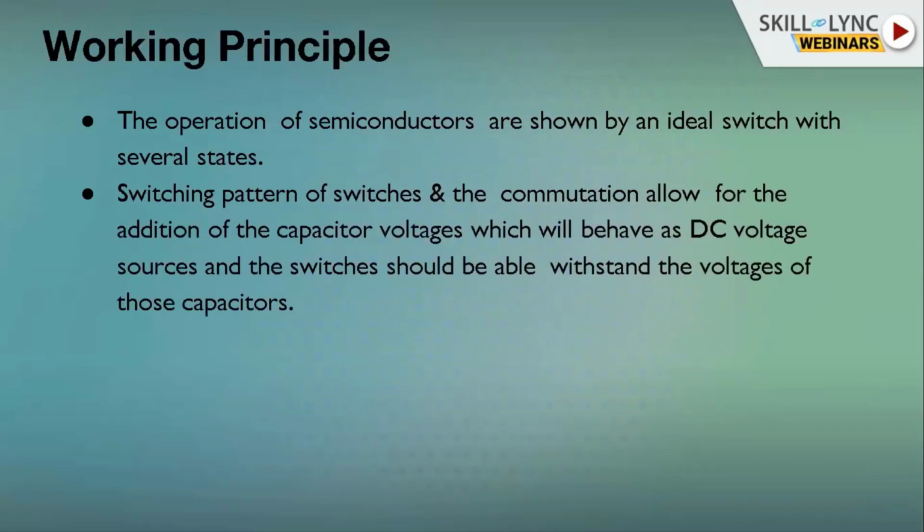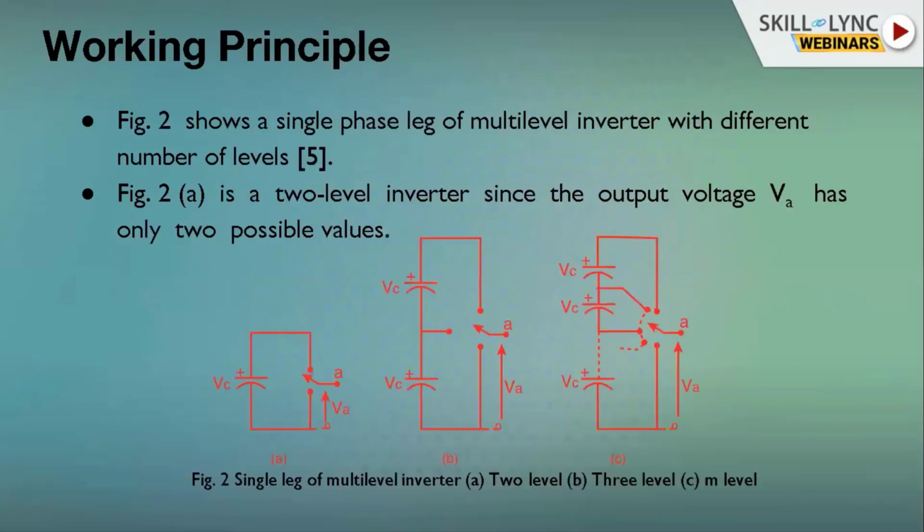The basic operation of semiconductors will be shown by an ideal switch, which has several states. Switching patterns and the commutation allow for the addition of the capacitor voltages, which will behave as a separate DC voltage source, and the switches should be able to withstand the voltages of those capacitors, or those DC voltage sources.